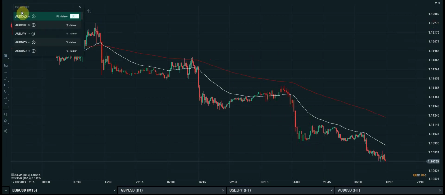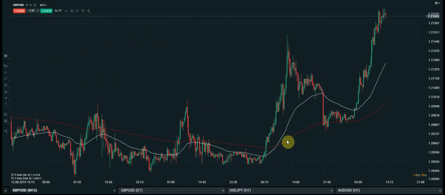If we now look at the pound against the dollar chart, we can see that the moving average has crossed here, and we've had a seriously strong move up to the upside, which would have resulted in a winning trade here. Okay, so that would have taken place around about midday a day or two ago.